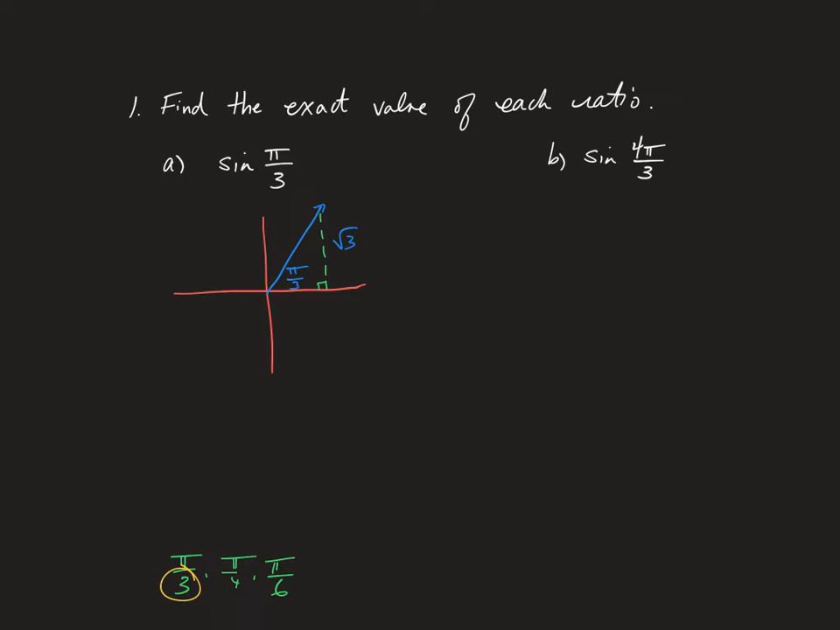Well, now that I have that side, I can fill in the rest of the sides of my triangle. I know that my adjacent side would be a 1 and my hypotenuse would be a 2, because the 2 is the longest length. Now that I have my triangle labeled, I can calculate my sine ratio. My sine ratio is opposite over hypotenuse, and there we go.